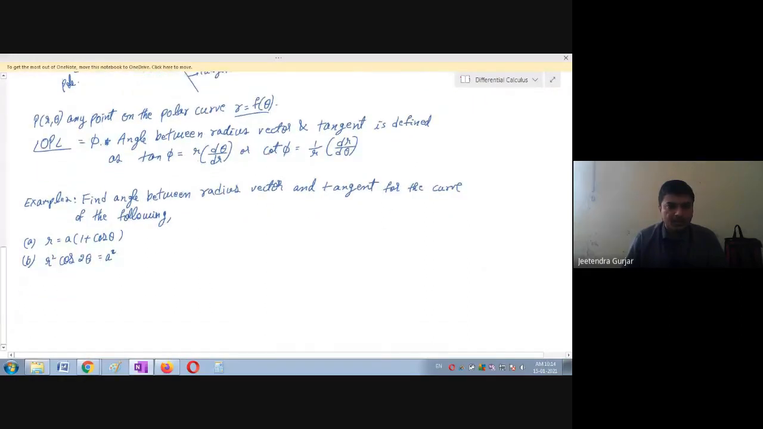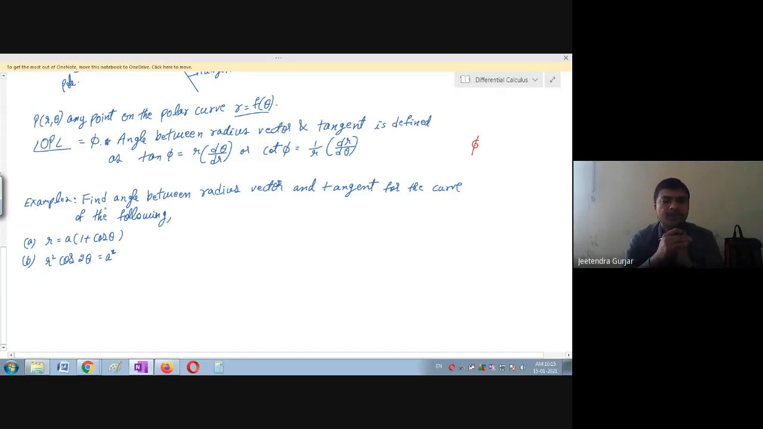The formula will be visible. Here is a very important example, students, from the examination point of view, and you have to practice these examples. What you have to remember is how to solve this example. You will be given the polar curve, and you are going to find the angle between the radius vector and tangent. It means you are going to find this phi. Please remember, phi is the angle between the radius vector and the tangent. Your job is to find this phi.